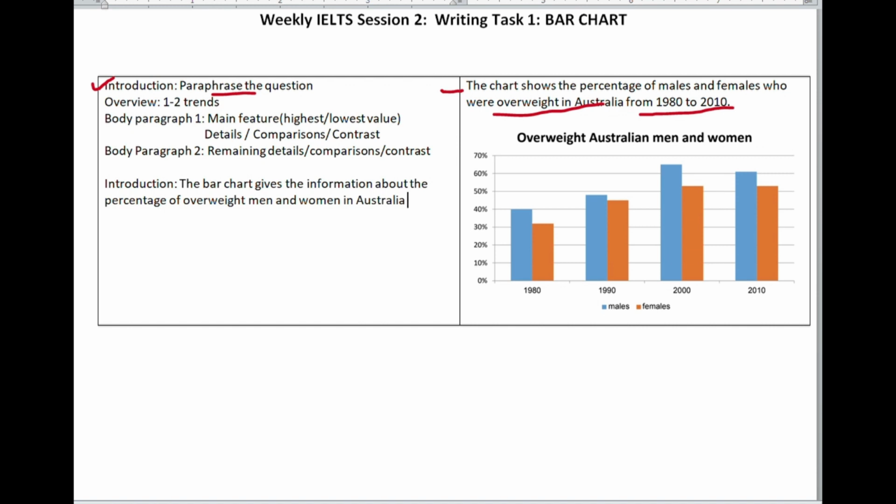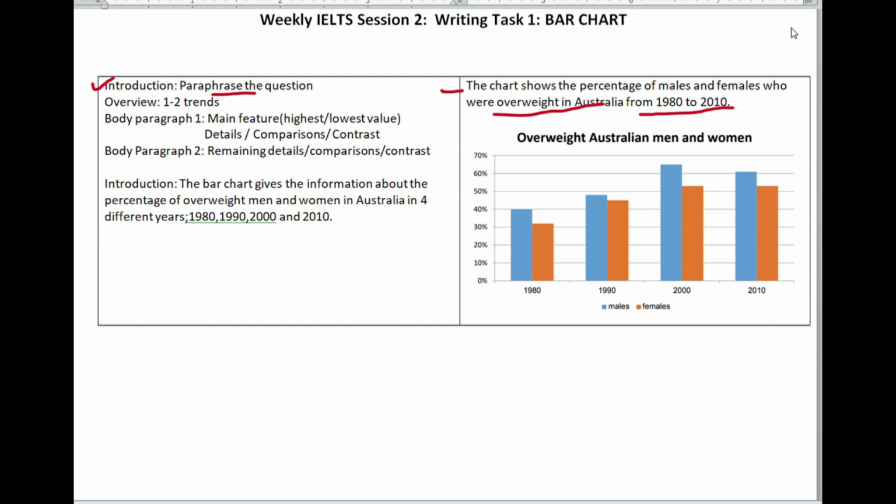Now we can't write from 1980 to 2010 because they have already used it in the question. We can write it like in 4 different years. If we want to list down those years, we can do that, but for that we have to use a semicolon first. 1980, 1990, 2000 and 2010. So our introduction part is complete here. The next is overview.